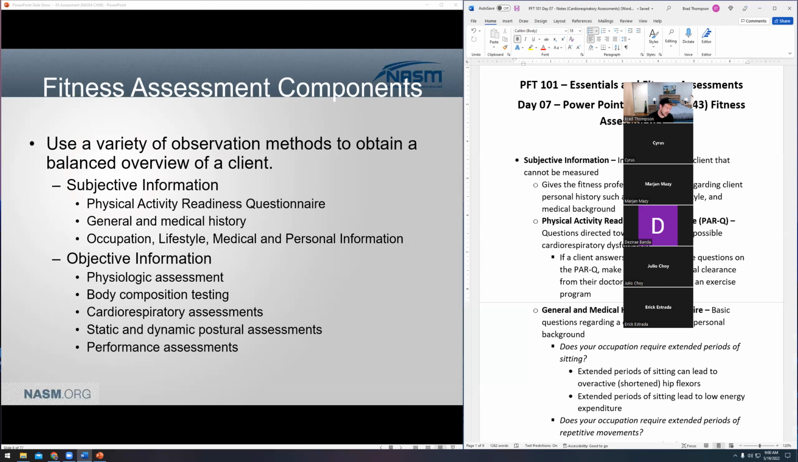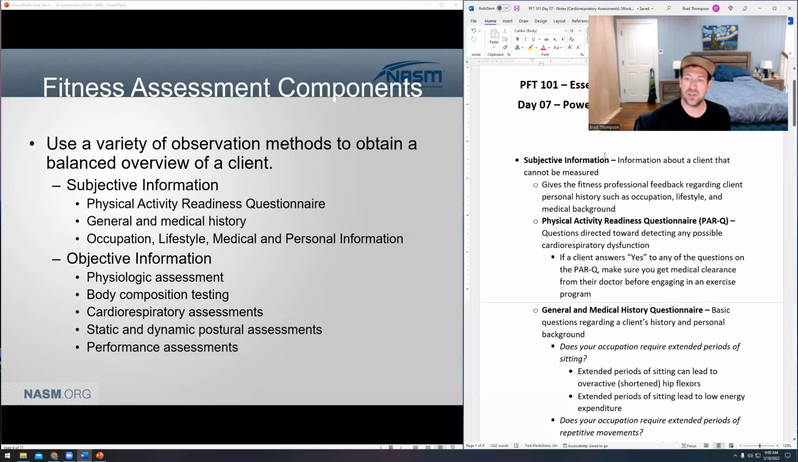It's very important information, but it's not necessarily measurable information, right? Or if I asked you what your occupation is, right? That obviously has to do with your level of stress and how much activity you get per day, right? But I can't put a number on it and measure progress, right? So subjective information is information that can't be measured, and it gives the fitness professional feedback regarding our client's personal history. These are things like their occupation, their lifestyle, and their medical background.